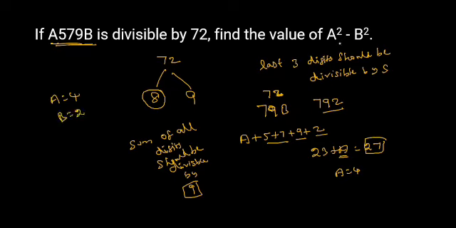Now what has the question asked? It is A squared minus B squared. A squared is 4 squared and B squared is 2 squared. 4 squared is 16. 2 squared is 4. So the answer is actually 12. 12 is the answer for this. Okay, we'll go for the next one.